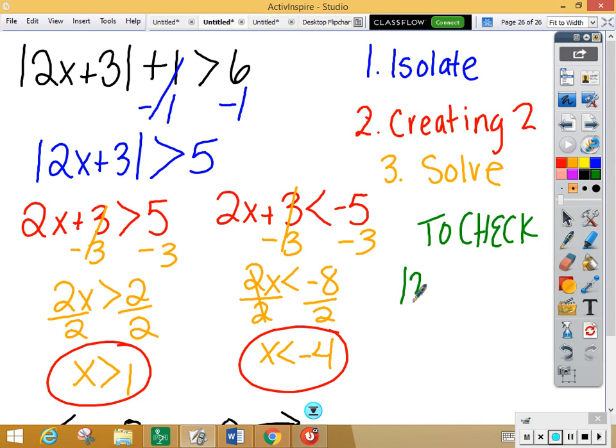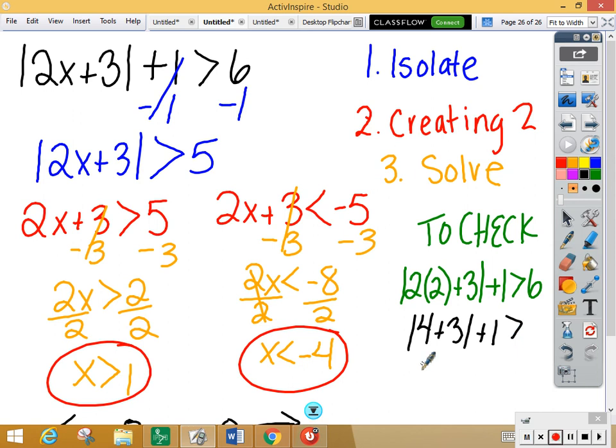So if we have the absolute value of 2 times 2 plus 3, and then plus 1 is greater than 6. Let's see if this comes out to be true. 2 times 2 is 4. 4 plus 3, and then plus 1. That gives us the absolute value of 7, which is 7 plus 1. Oh, forgot the 6 over here. It's greater than 6. And 8 is greater than 6, so that's a true statement.